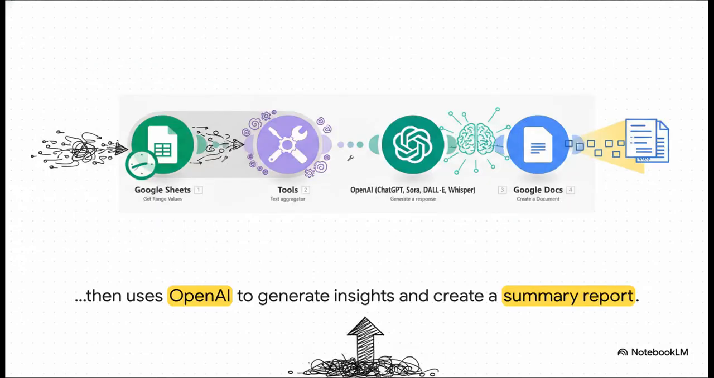So, what happens next? The workflow immediately hands off that new feedback to an AI model, say from OpenAI. The AI's job is to read it, figure out the sentiment, is the customer happy, angry, confused, and pull out the key themes. And for the final step, it takes all of that analysis and compiles it into a beautiful summary report in a Google Doc, all ready for you and your team. It literally turns raw data into intelligence, all by itself.